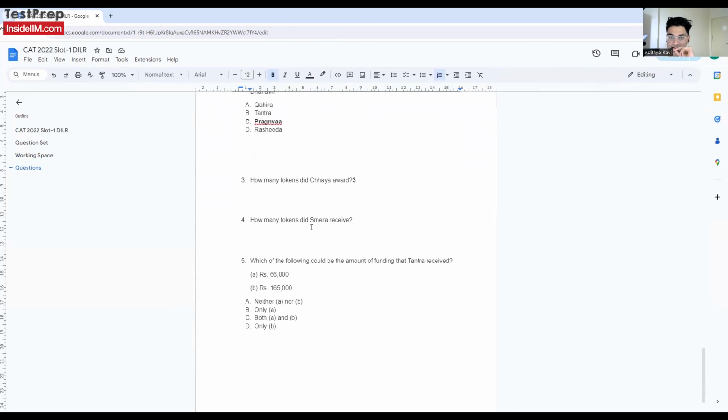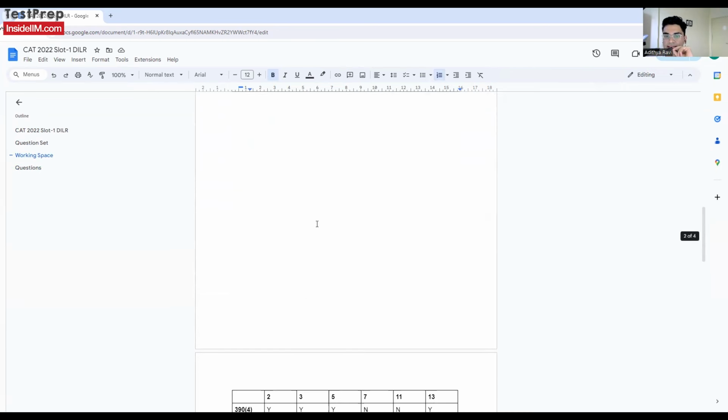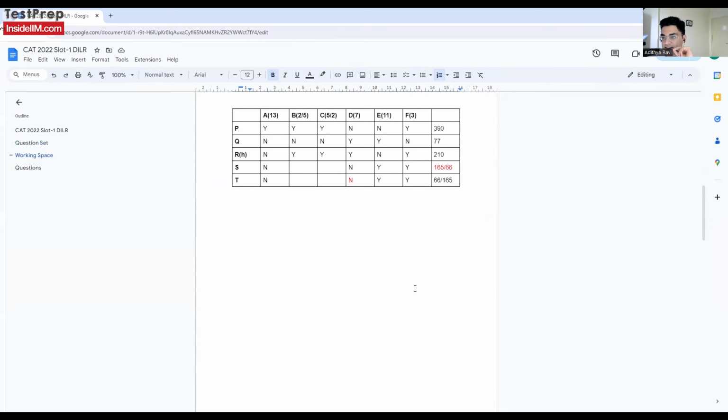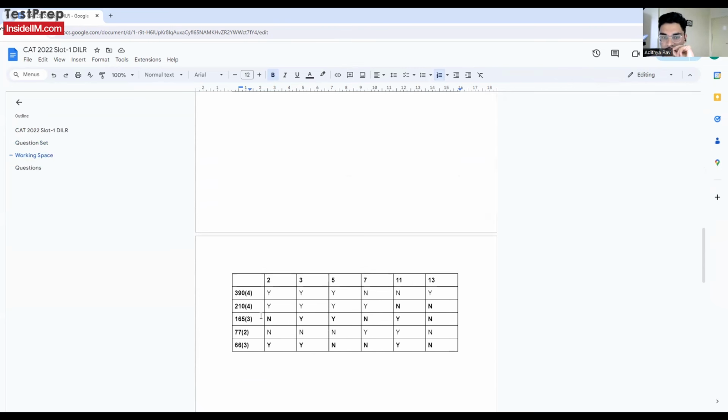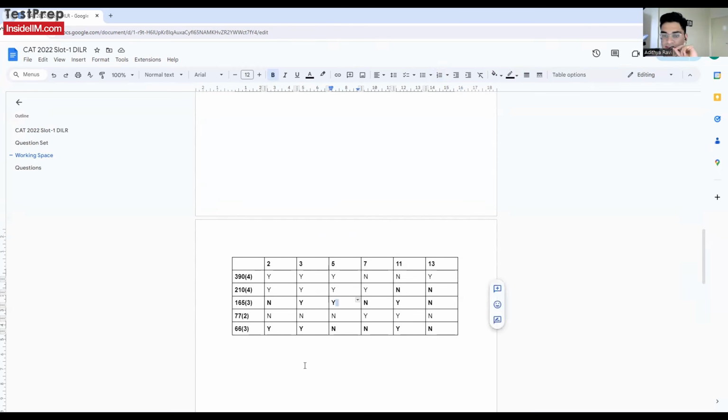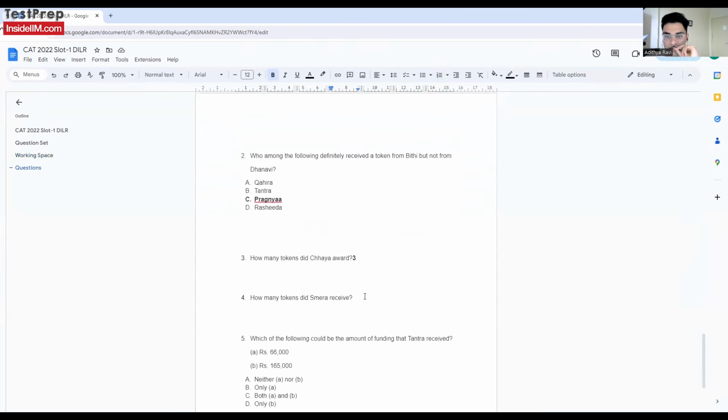How many tokens did S receive? Similarly, we know S has to be 65 or 166, so I won't even bother with that table. I'll come here and look at 165. We have 3, 5, and 11. If it's 66, we have 2, 3, and 11. And the answer is going to be 3 once again.